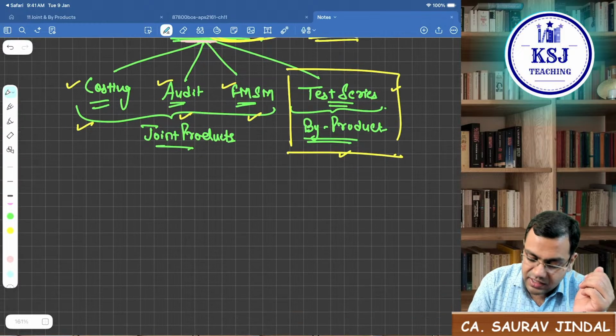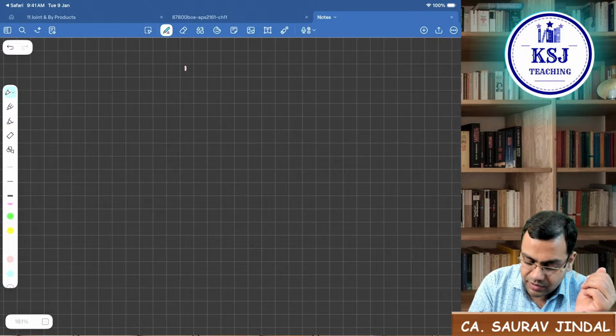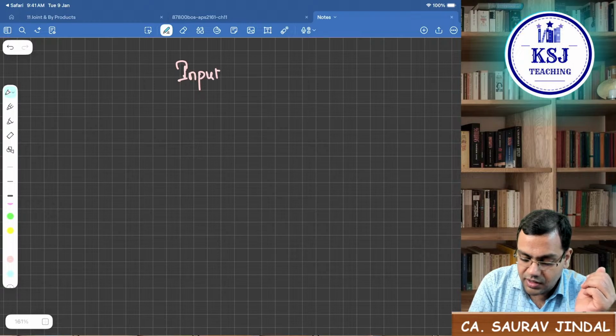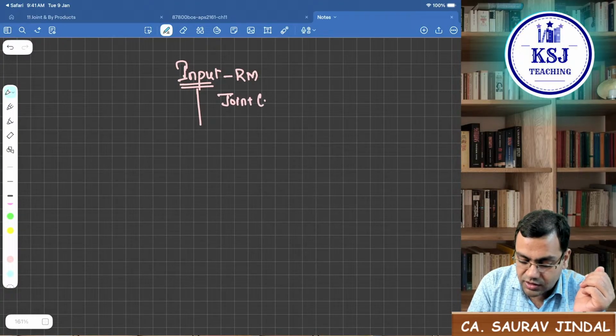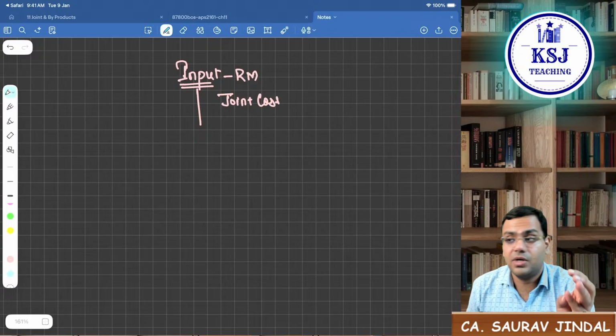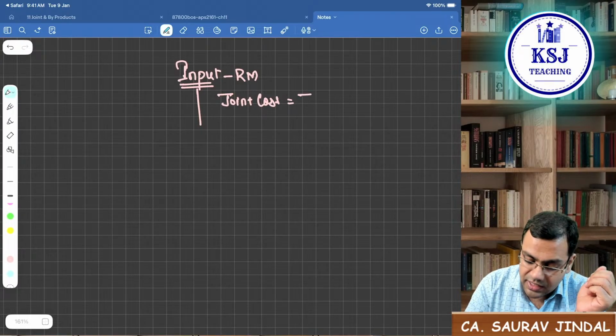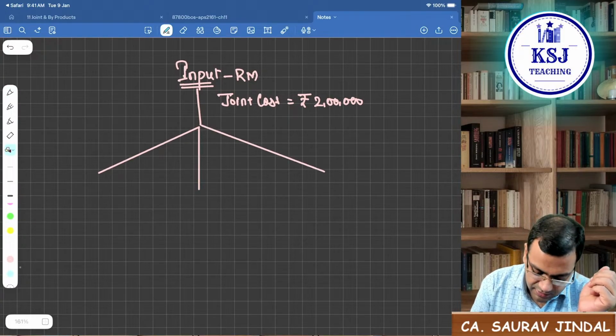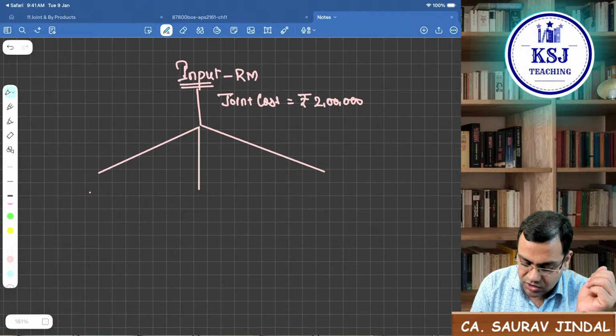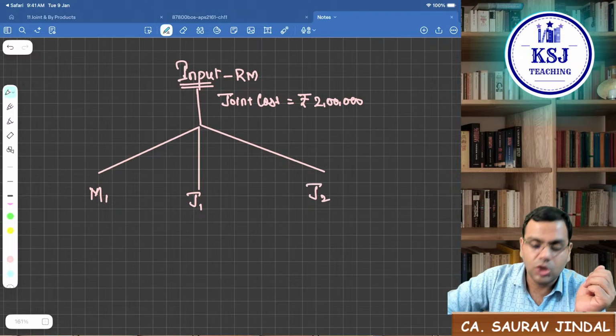Let me take another example. You have input a raw material. From that input, you have done some processing. There is cost also that is incurred. Let's say a joint cost that includes raw material cost, labor cost, overheads. So there is a joint cost incurred of 2 lakh rupees. And out of this, there are 3 products which are manufactured: the main product, joint product 1 and joint product 2.